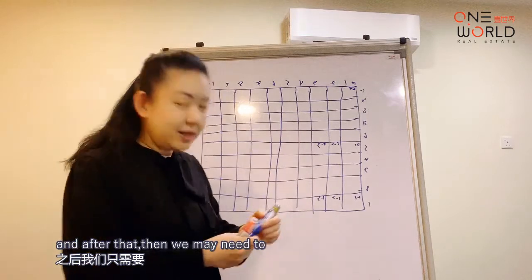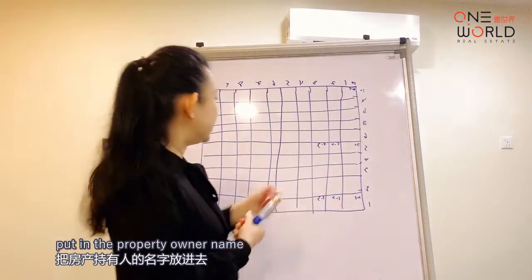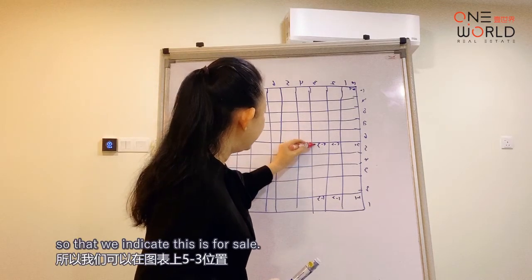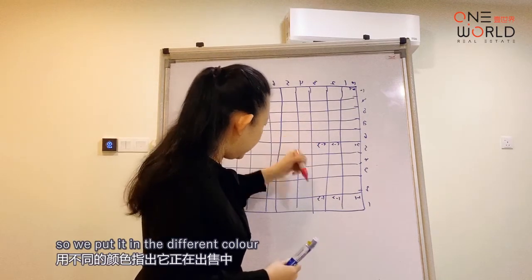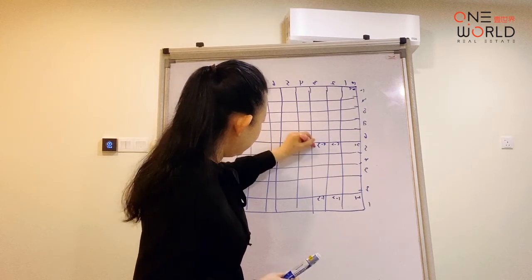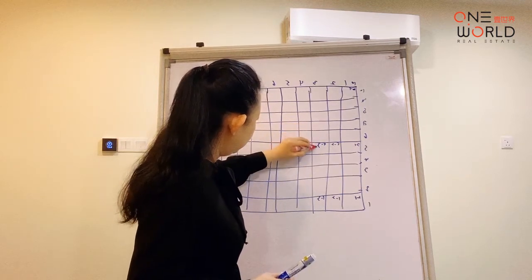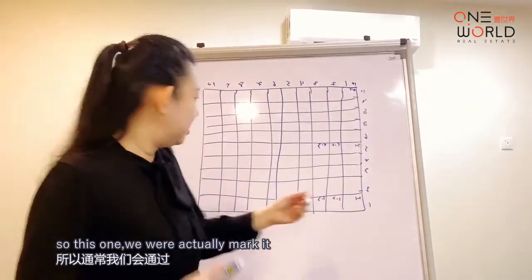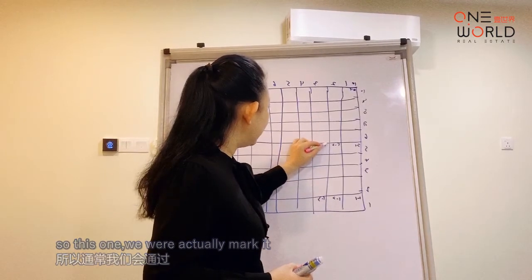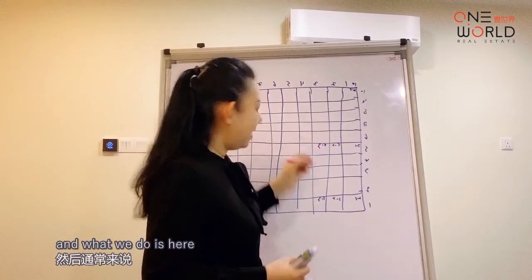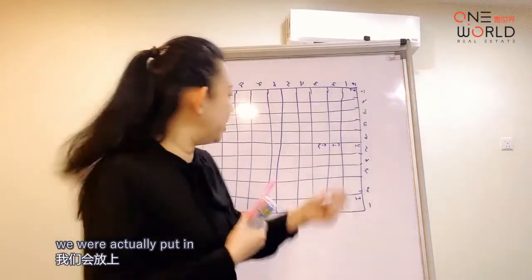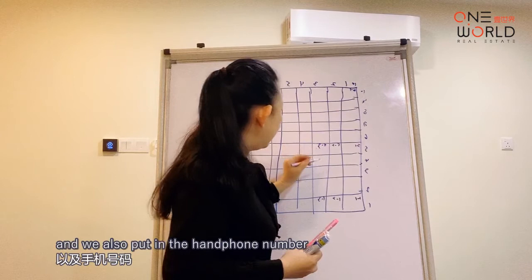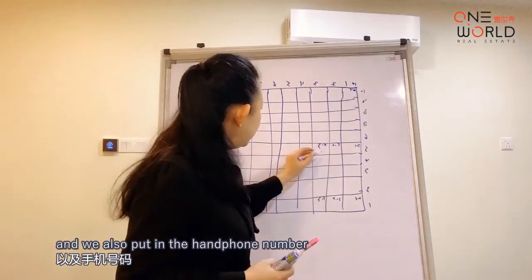After that, we may need to put in the property owner's name. For example, 5-3 is for sale, so we indicate this is for sale by putting it in a different color. For example, Unit 503 is for sale. This one, we will mark as probably pink color. And here we will put in the name of the owner, Mr. Tan, and we also put in the handphone number.